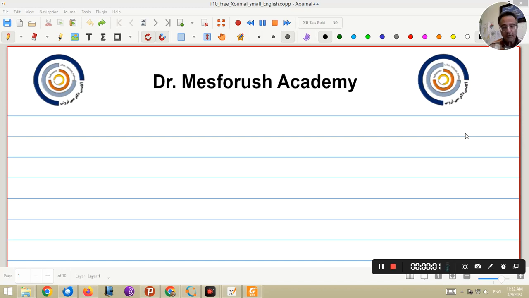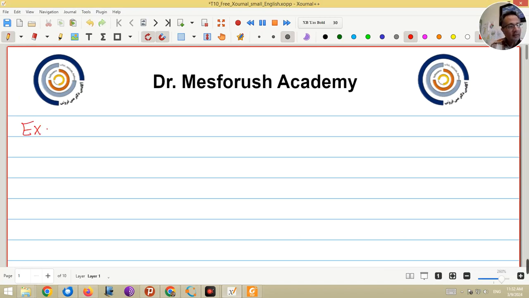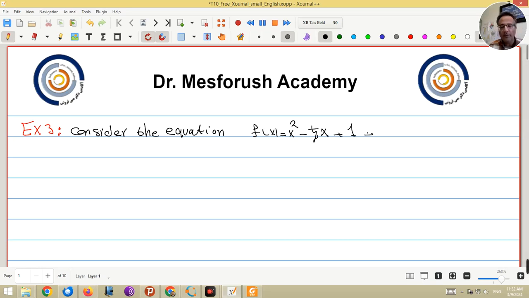Okay, let me solve two more examples from fixed point and Newton method. The first one is an equation, example number 3. Consider the equation f of x equal to x squared minus tangent of x plus 1 equal to 0.